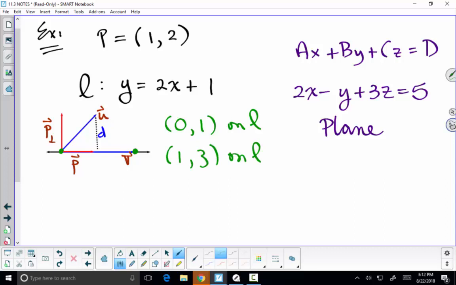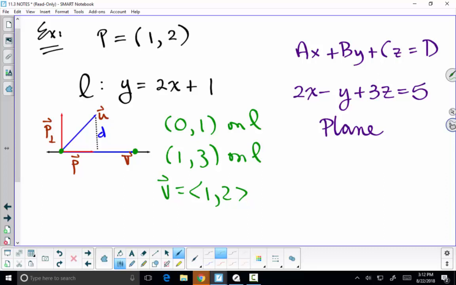Those 2 points are on L, so I can form the vector v. I'm going to subtract this way. Again, it doesn't matter which way you subtract either. It doesn't matter if the vector is pointing this way or that way. I'm going to subtract in a way that I don't get negatives. So that vector v is this vector right here. It's connecting 2 points that are on the line.